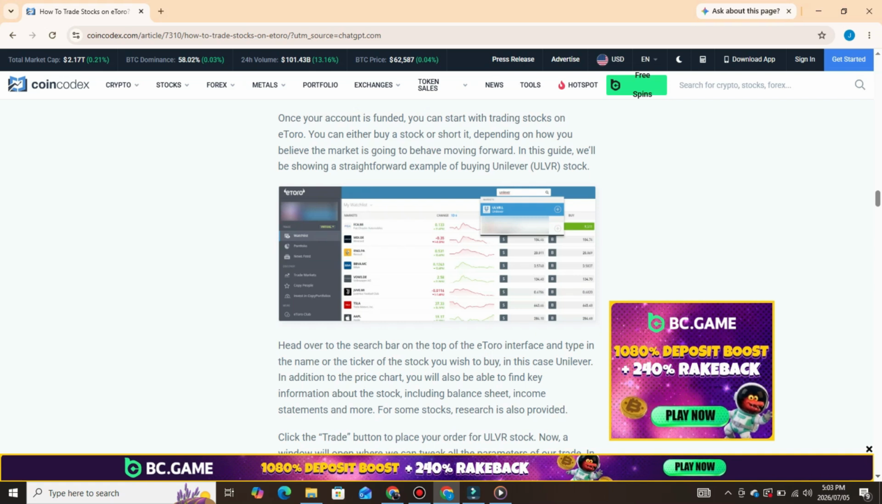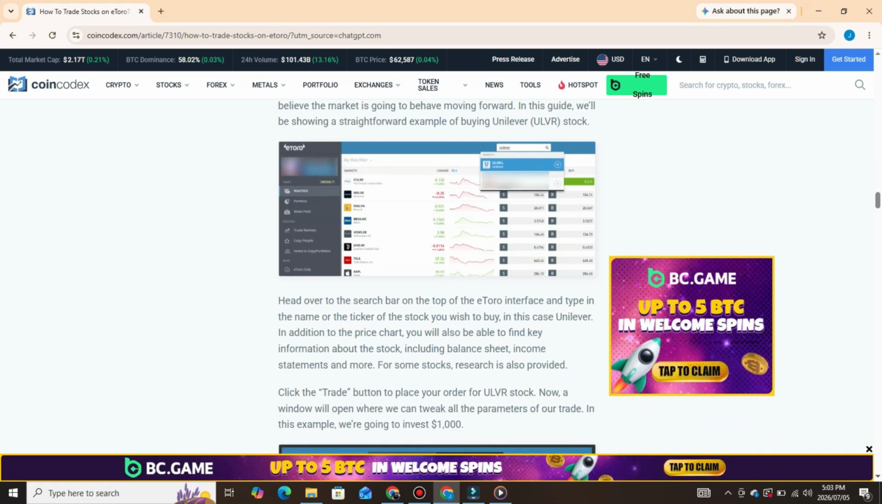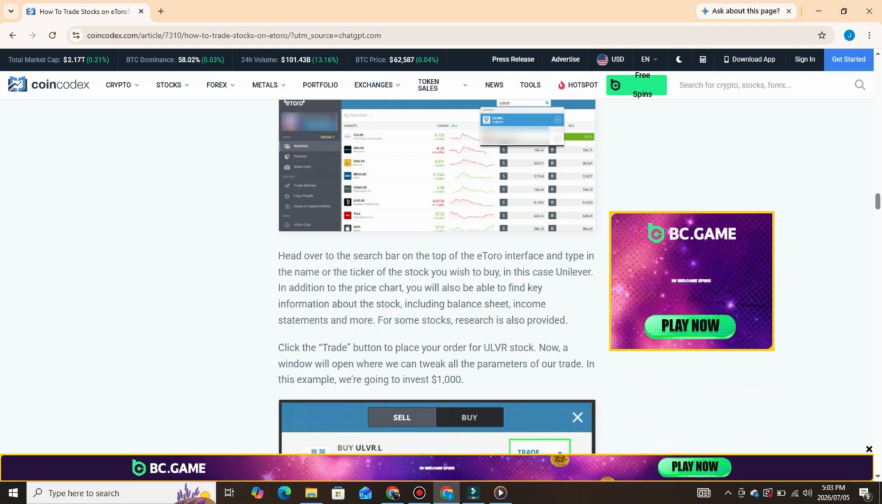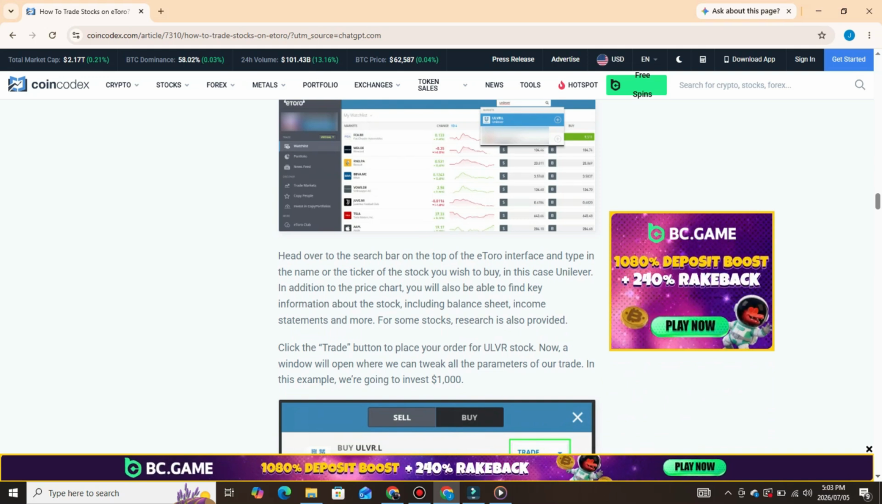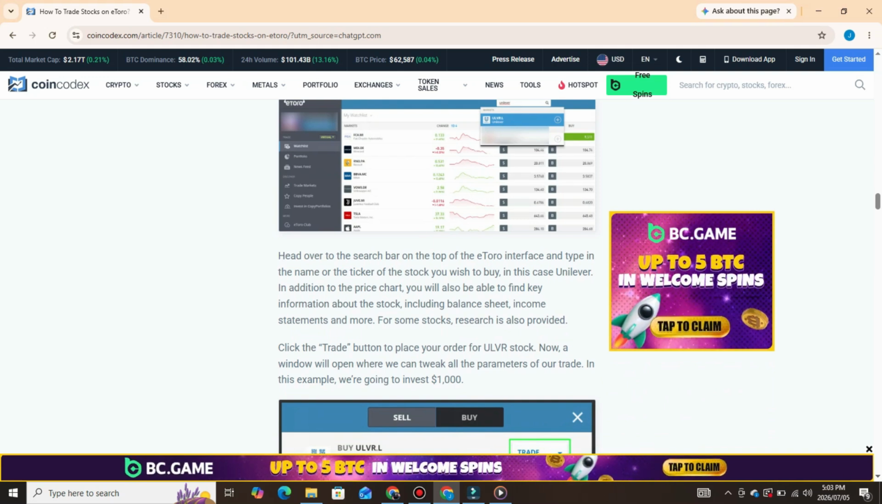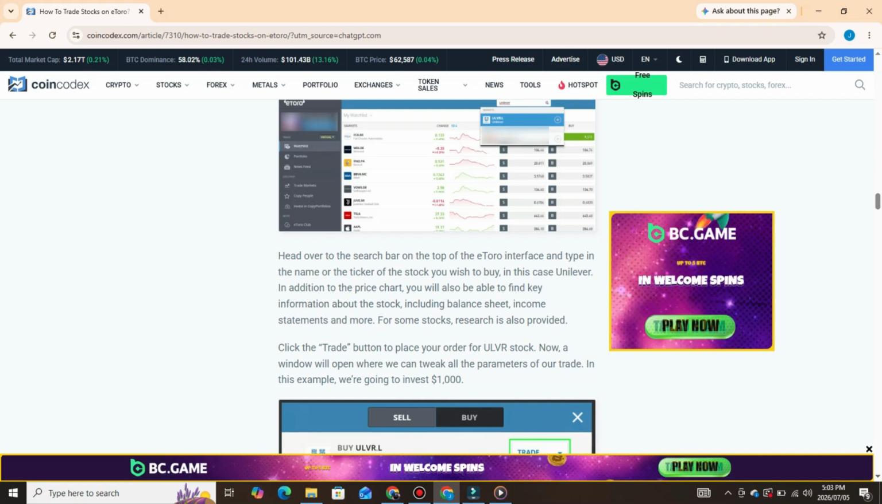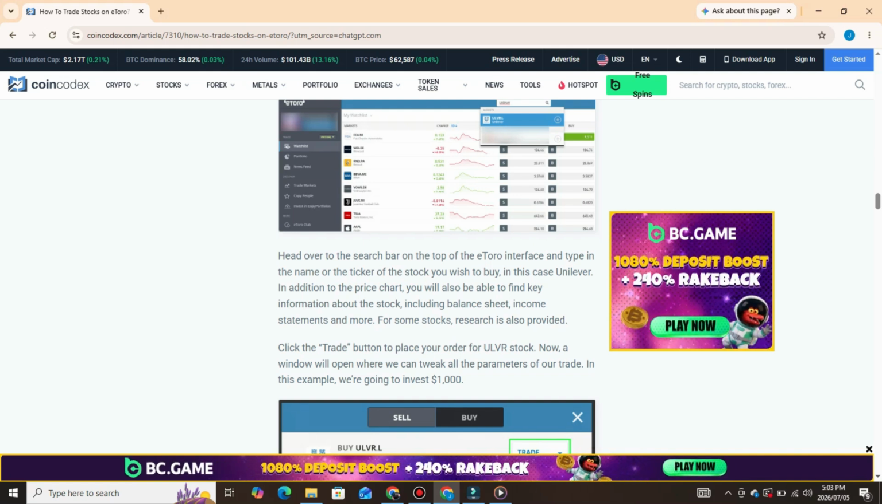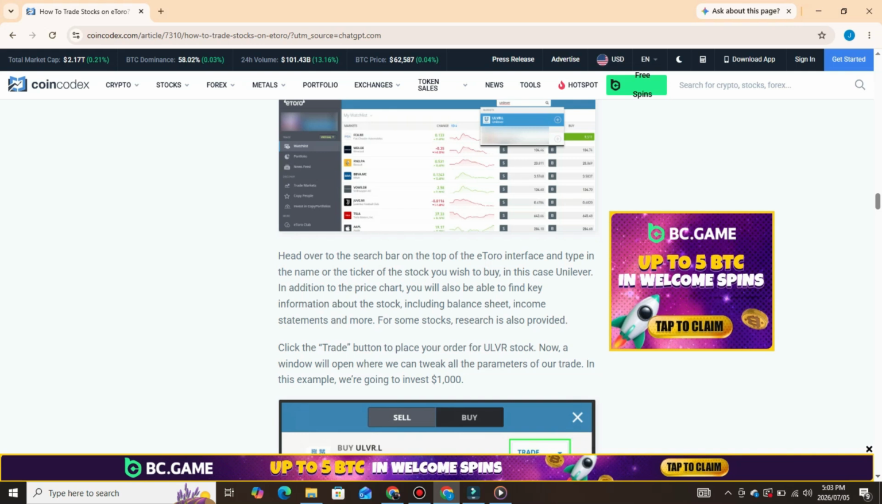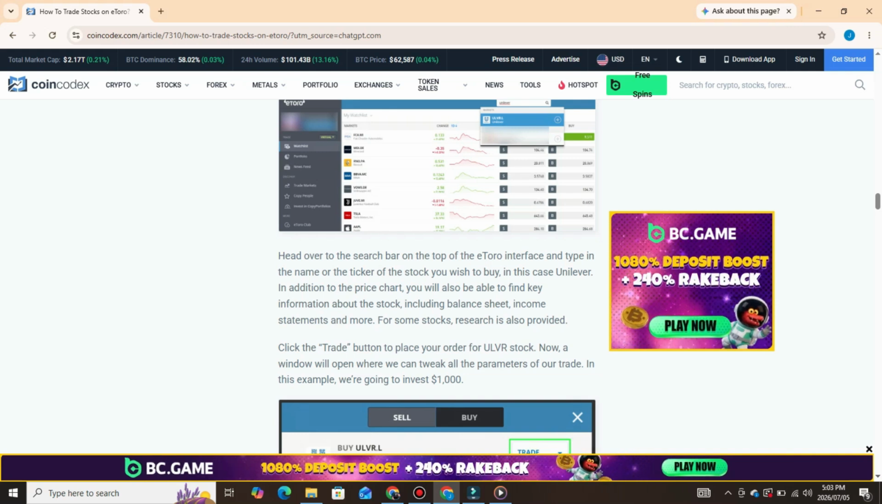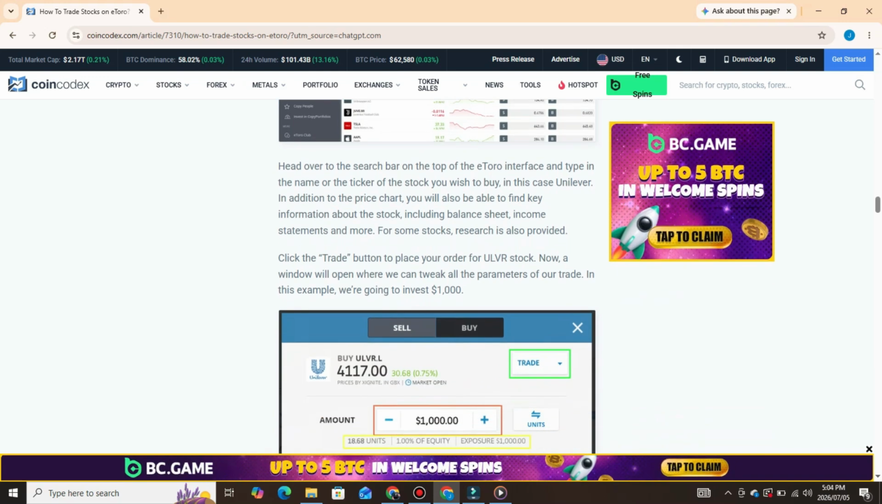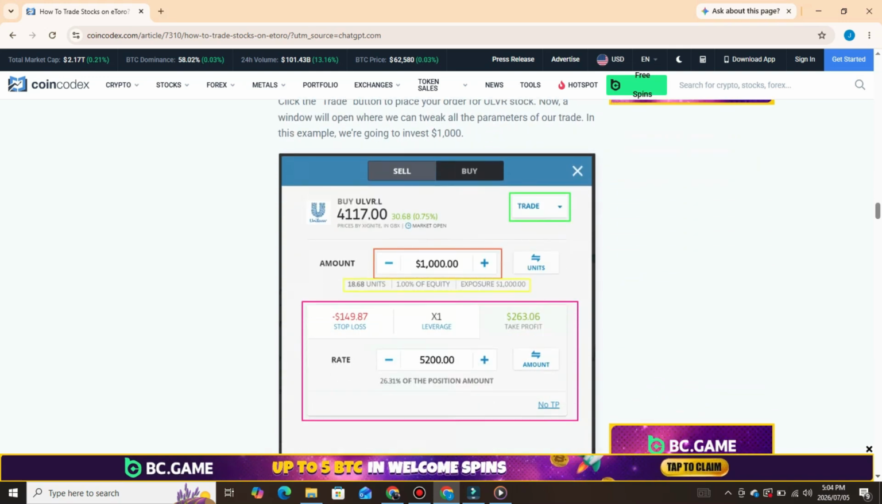Head over to the search bar on the top of the eToro interface and type in the name or the ticker of the stock you wish to buy, in this case Unilever. In addition to the price chart, you will also be able to find key information about the stock, including balance sheet, income statements, and more. For some stocks, research is also provided. Click the Trade button to place your order for ULVR stock.